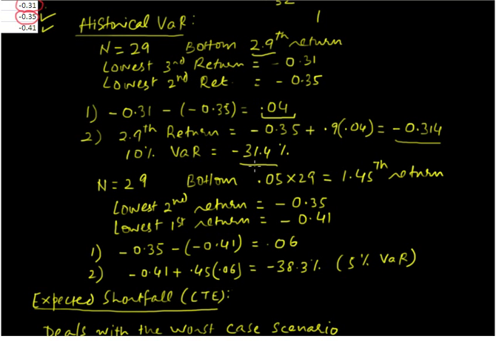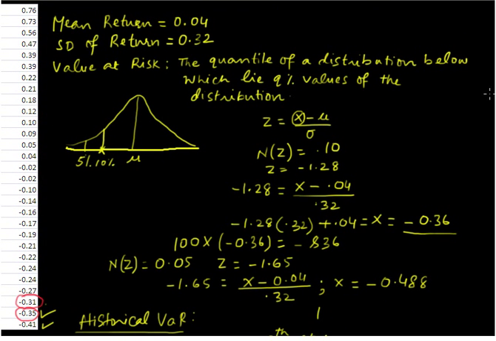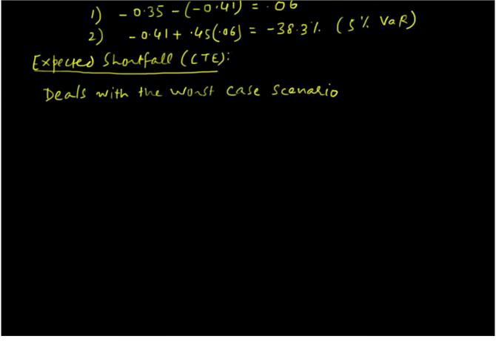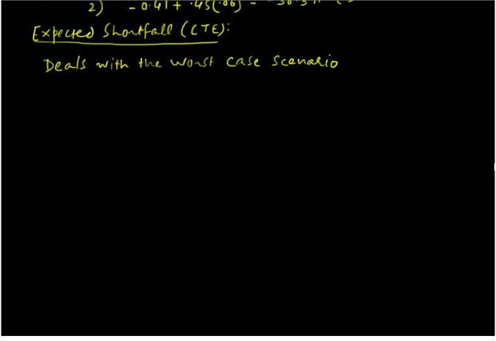But what about the other 10% cases? What if such a possibility arises? What if the return does go below this area? In such a case, what is going to be our loss? Answering that question is what expected shortfall or conditional tail expectation is all about.